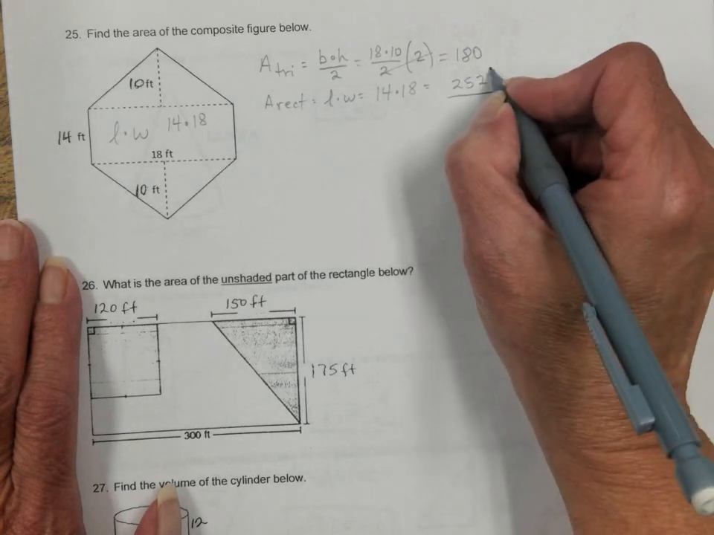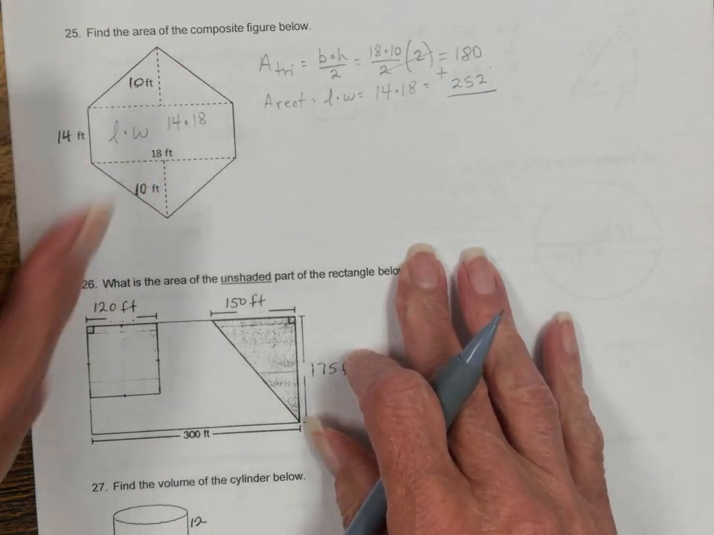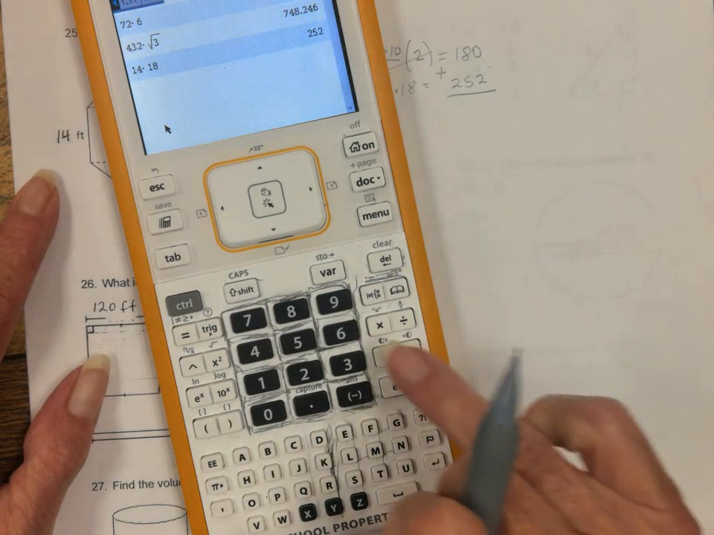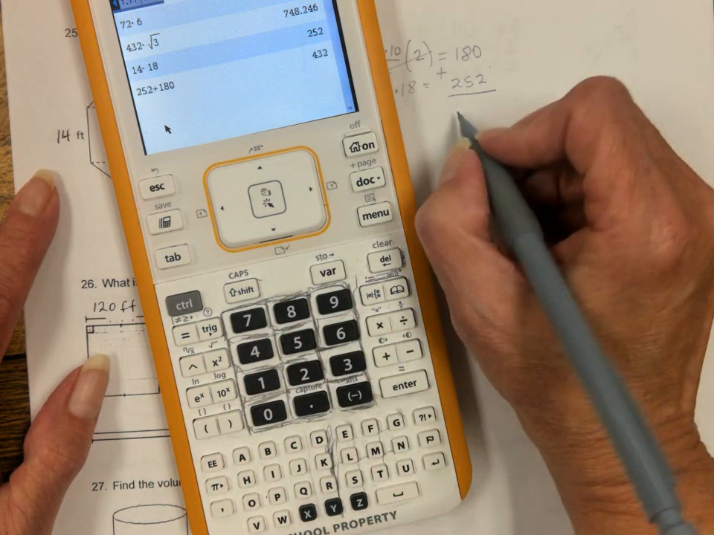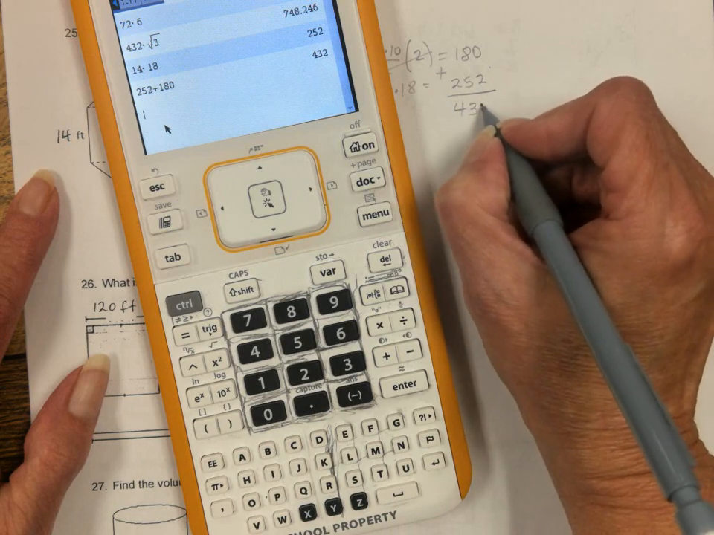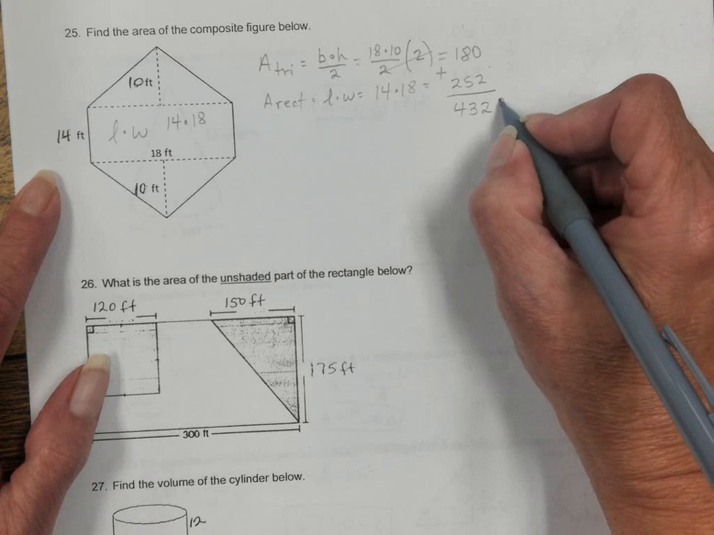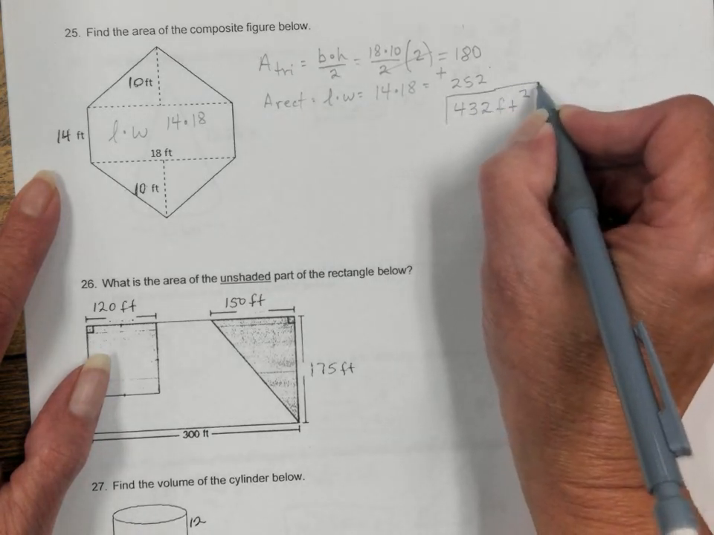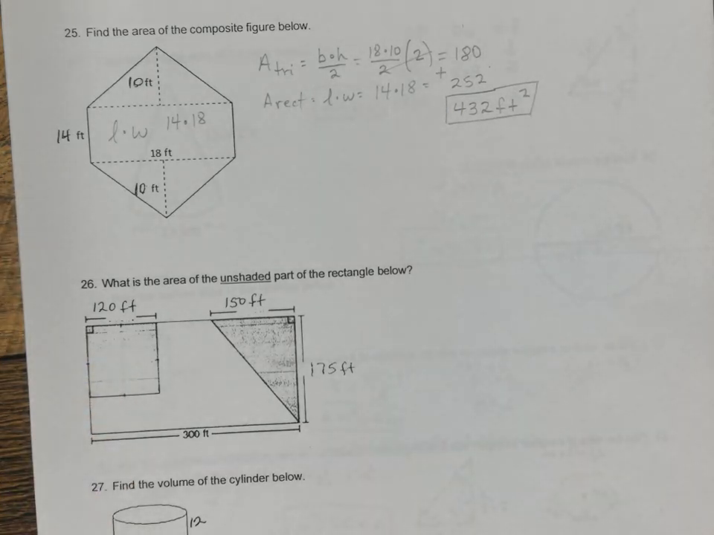And I am going to add these together because I want the entire area. So 252 plus 180 equals 432. I have a unit of measure in feet. It is area, so we square it. I am just going to put a box around that and go along to the next one.